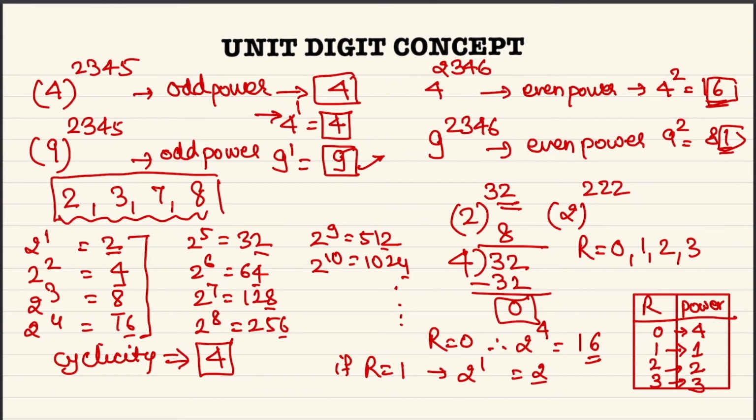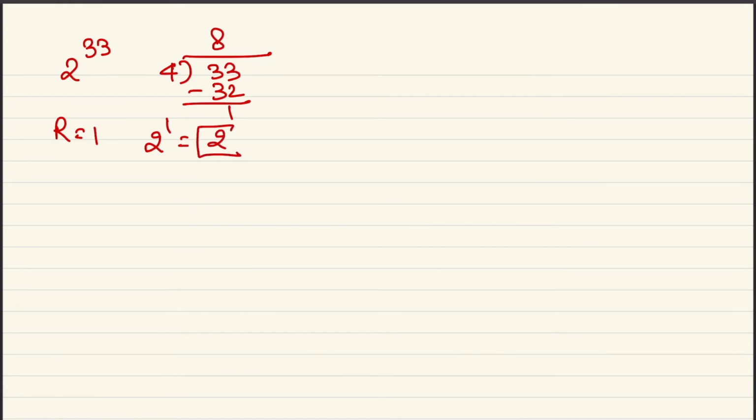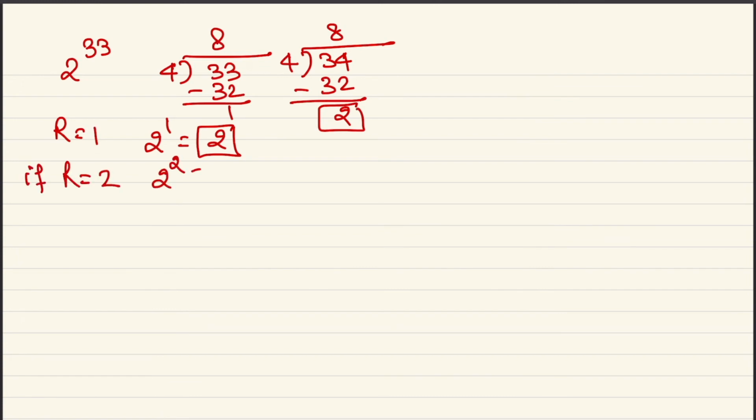Let us take one more example. If I write 2 power 33, then I will divide it by 4. 4 8s are 32, so remainder is equal to 1, and whatever the remainder, the same will be the power. So 2 power 1, unit digit will be 2. Take an example 34: 4 8s are 32, remainder is equal to 2. If remainder is 2, then power will be 2 power 2, and the unit digit will be 4.